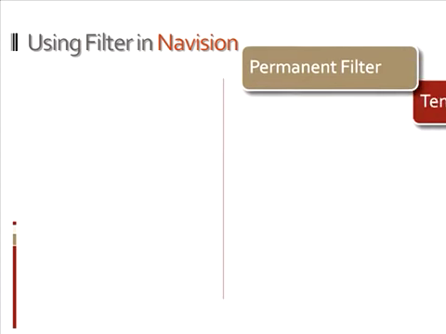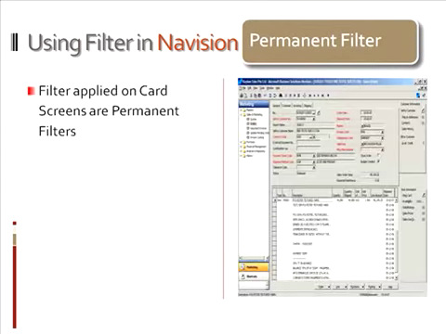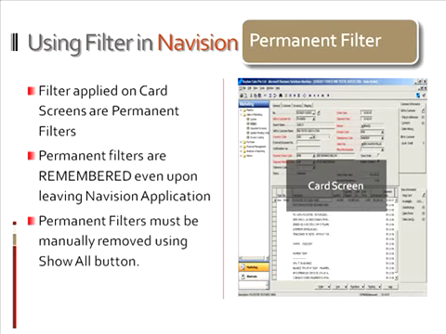On the other hand, the filters applied on card screens are permanent filter. These filters are remembered even upon leaving Navision application. User must exercise care when applying this type of filter. When a permanent filter is applied, user must manually remove using Show All button. We will demonstrate the permanent and temporary filters later in this video.